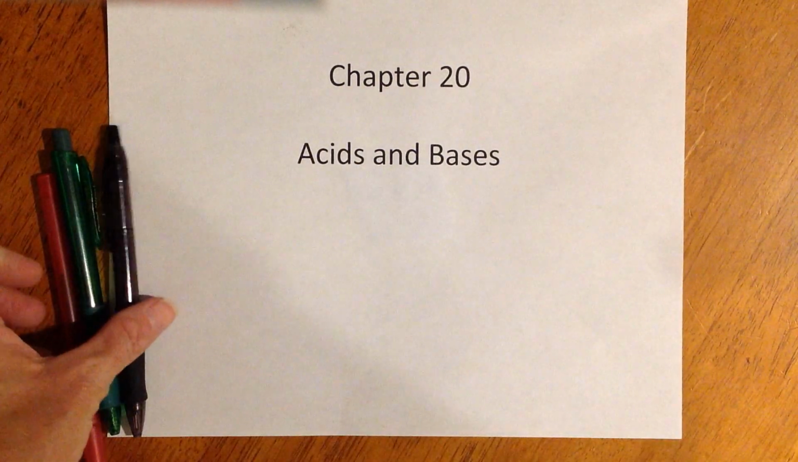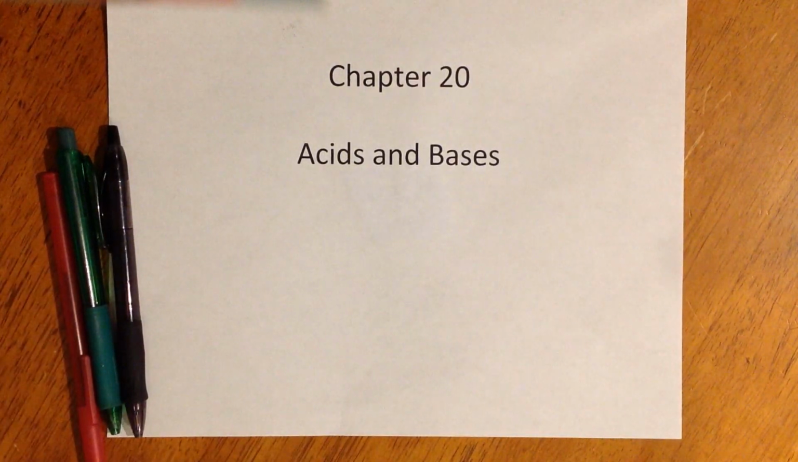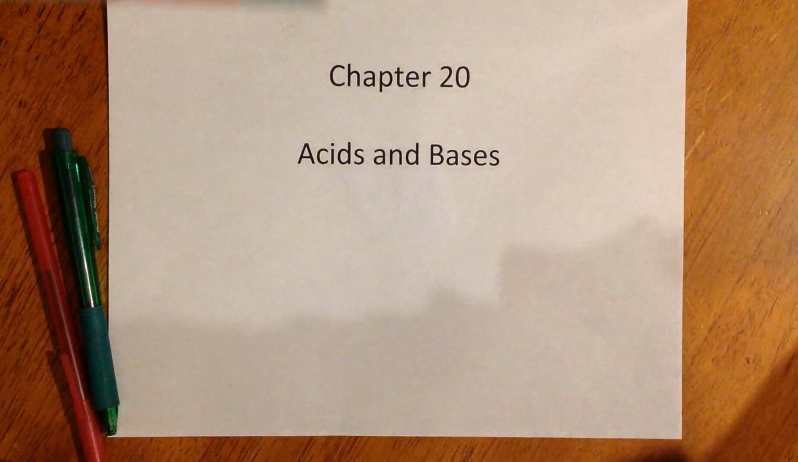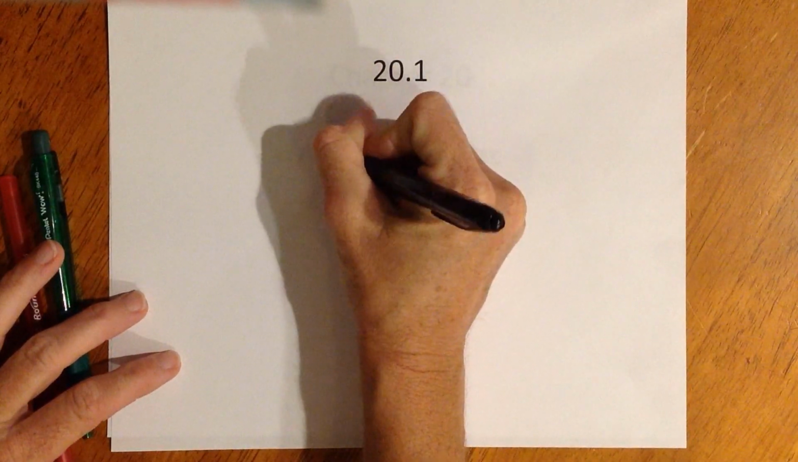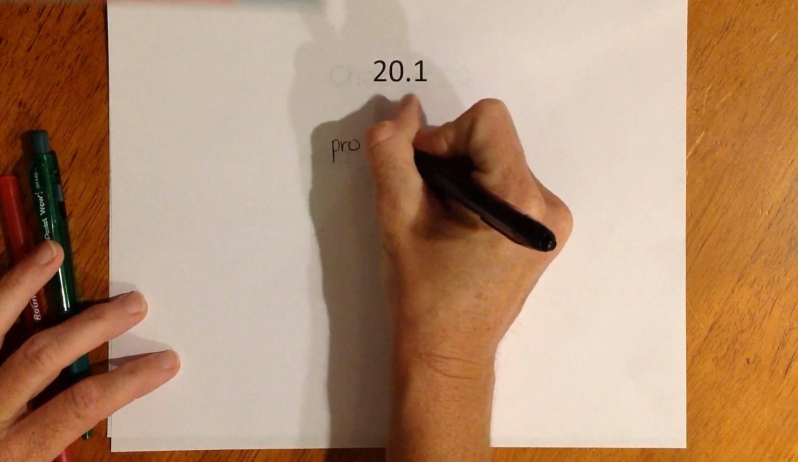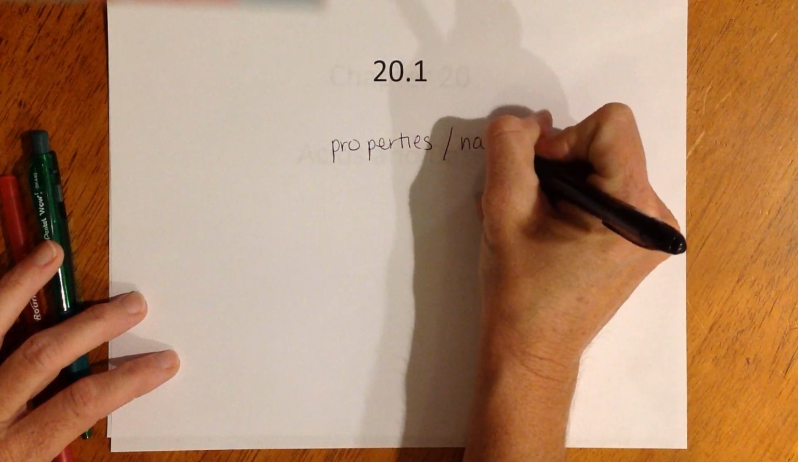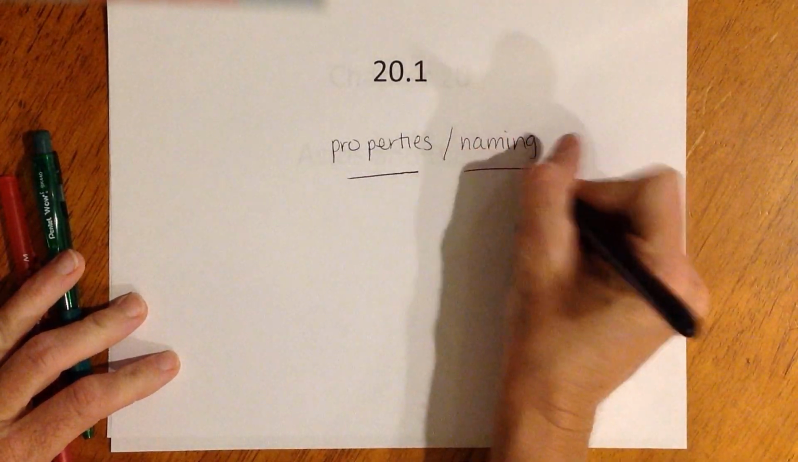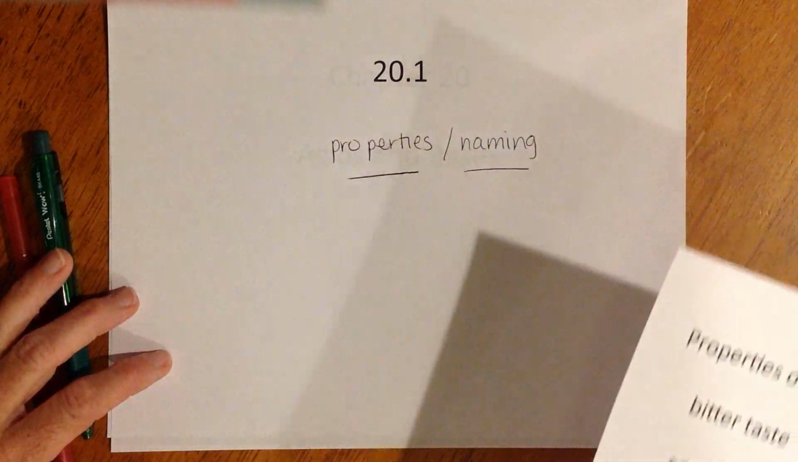Okay, this is a chapter 20 video, and it's dealing with acids and bases. This is going to be section 20.1. So 20.1 is dealing mainly with properties of acids and bases and naming. The first part's a review of middle school, and the second part is a review of earlier this year. So I'll quickly run through these.